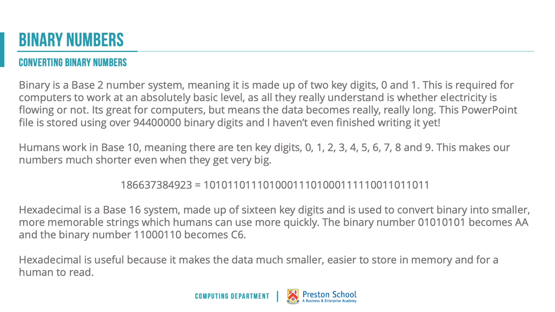That, however, means that the data can become really, really massive. This PowerPoint is huge. Over 9 million binary digits just to store this PowerPoint, and that was at the point when I hadn't finished writing it. Humans work in base 10. That means there are 10 basic digits: 0, 1, 2, 3, 4, 5, 6, 7, 8, and 9. This makes our numbers much shorter even when they get very big.